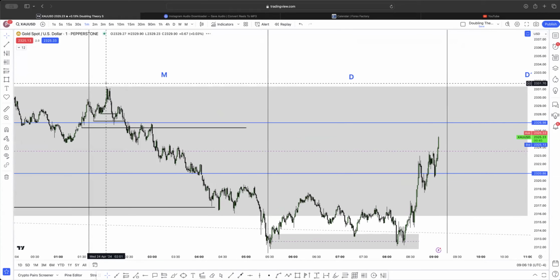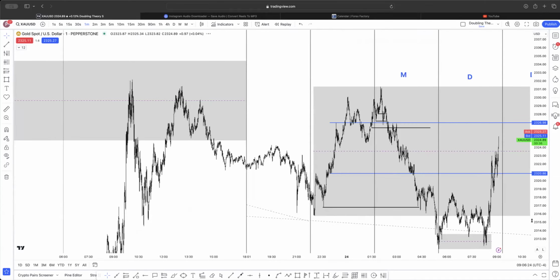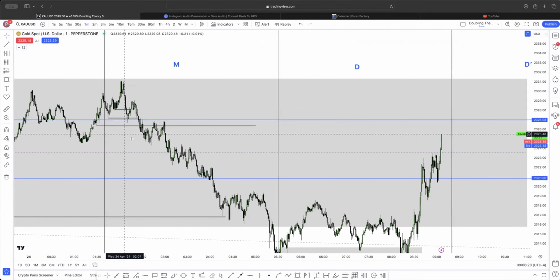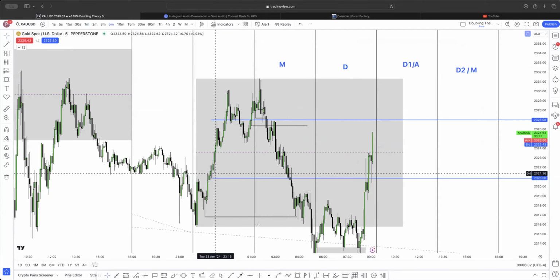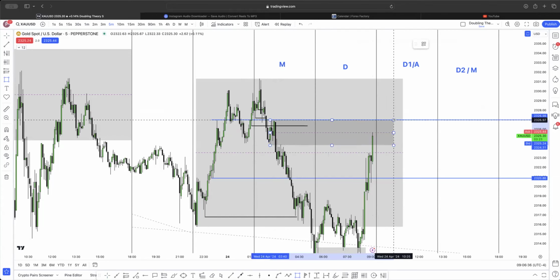If it keeps on going higher, then unfortunately the entire day was a consolidation day, not a trending day, even though we had a trend over here. It's not a trending day. So let's see if we can get something here, because price did not mitigate inside this range, right there.